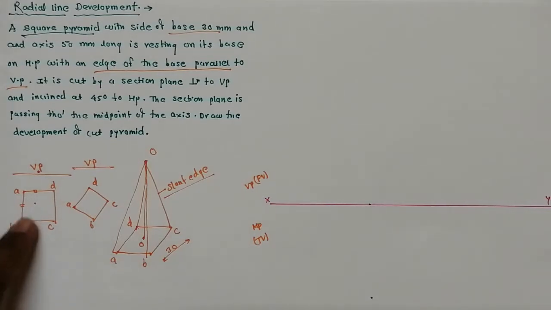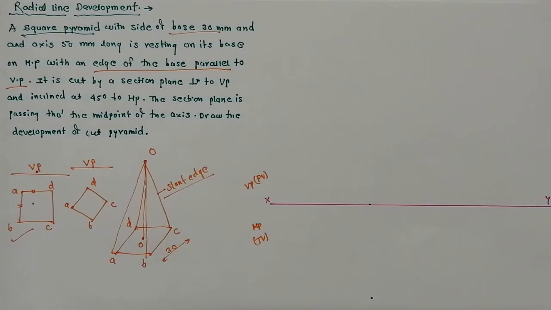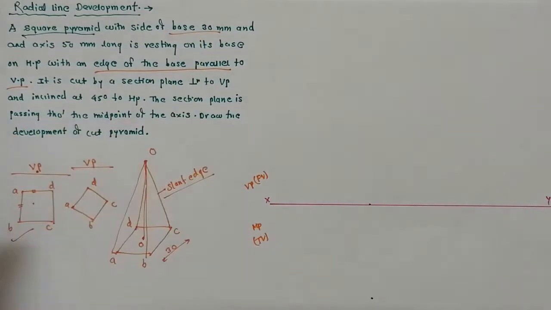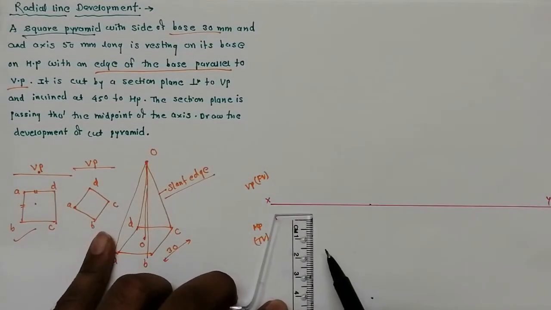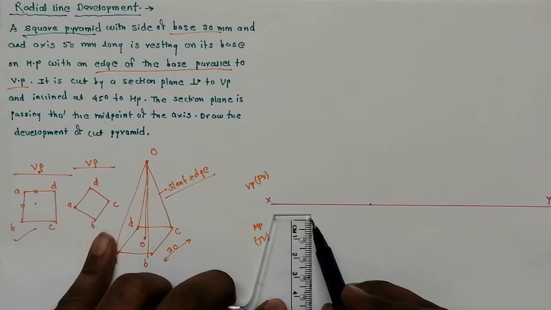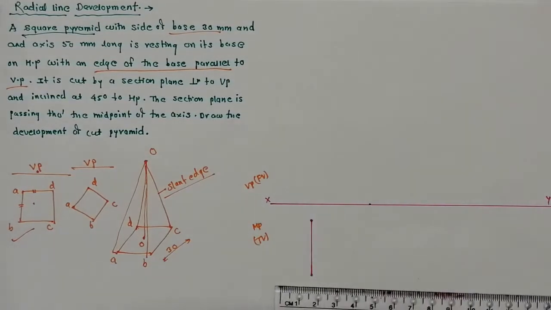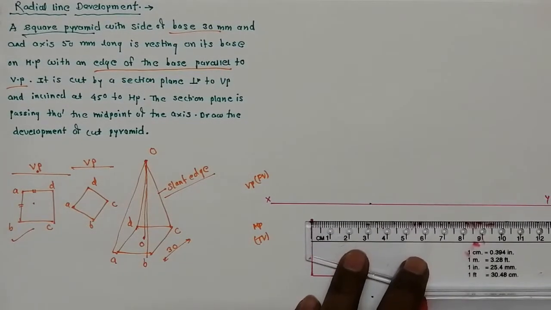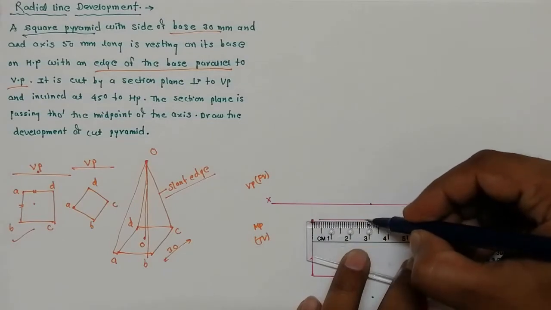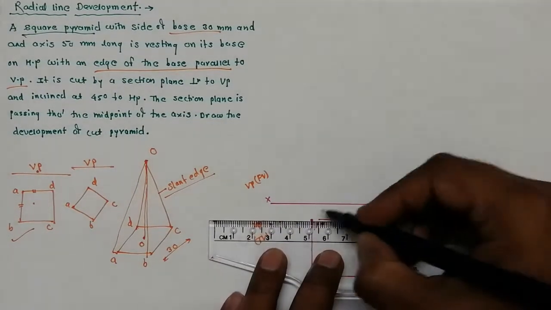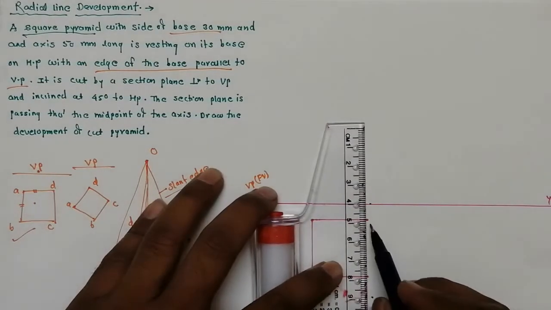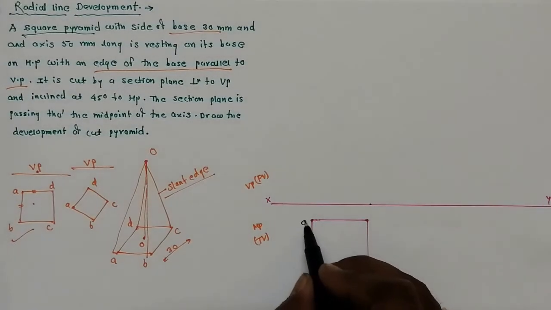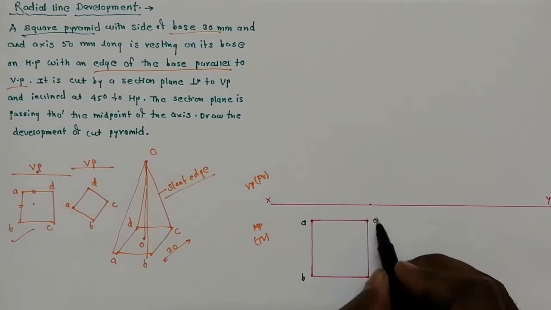In the true shape, we will first construct this square of 30 mm side. So this comes something like this, all sides of 30 mm. Now the nomenclature is: this is A, this is B, this is C, and this is D.